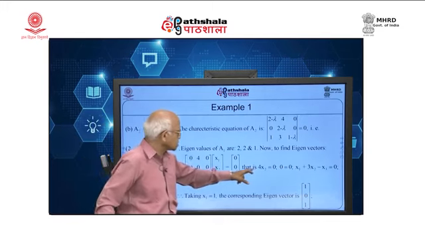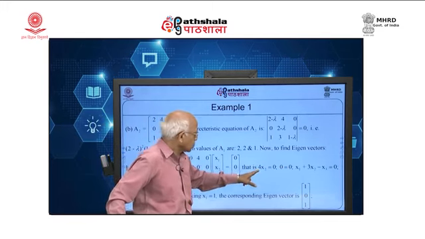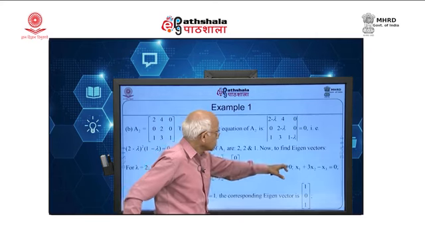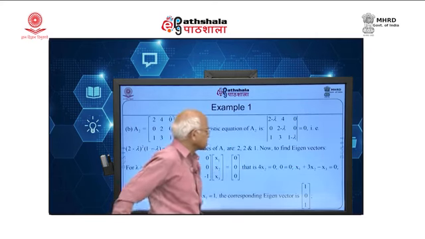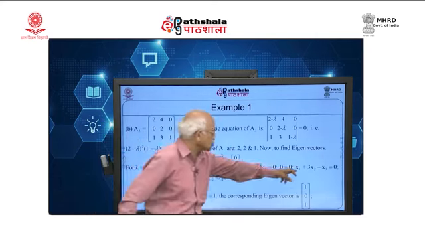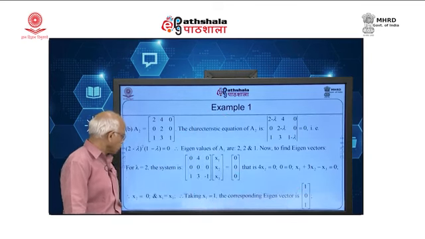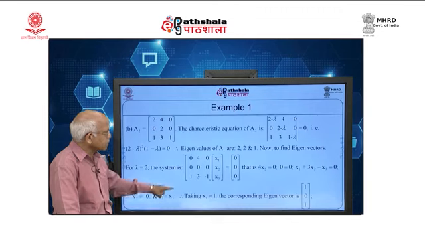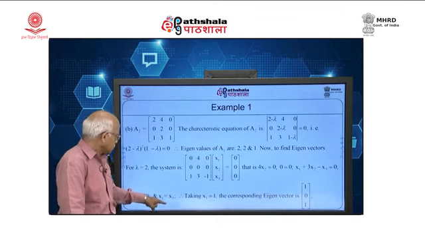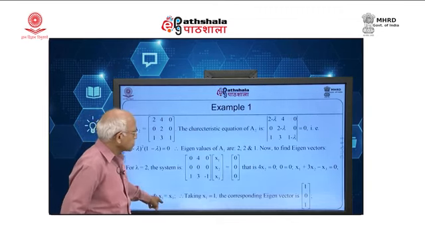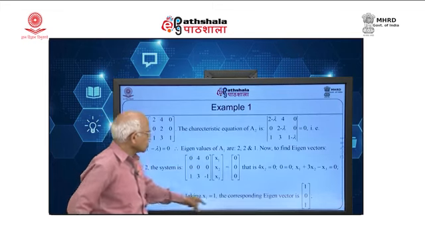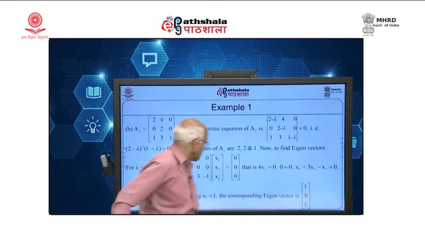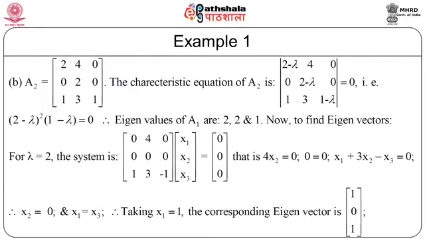So, if I solve this system for lambda equal to 2, I will get 4 x 2 equal to 0, 0 equal to 0, and x 1 plus 3 x 2 minus x 3 equal to 0. So, x 2 equal to 0 and x 1 will be equal to x 3, because x 2 equal to 0 gives me x 1 equal to x 3, and taking x 1 equal to 1, I will get the vector as 1 0 1.